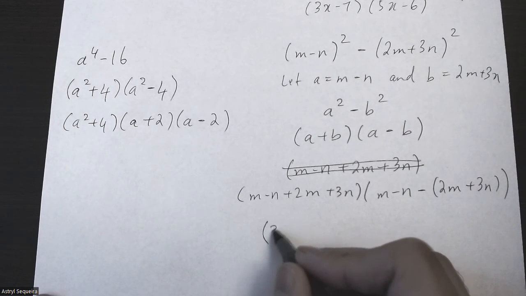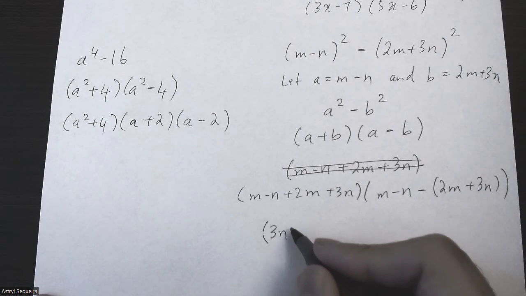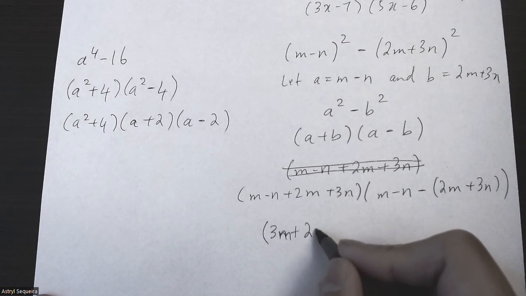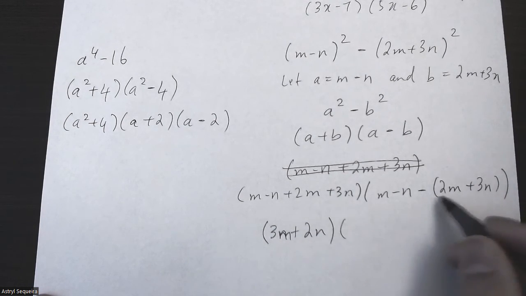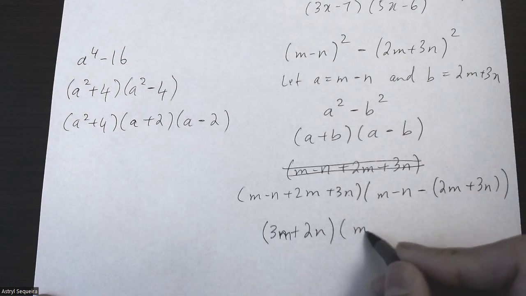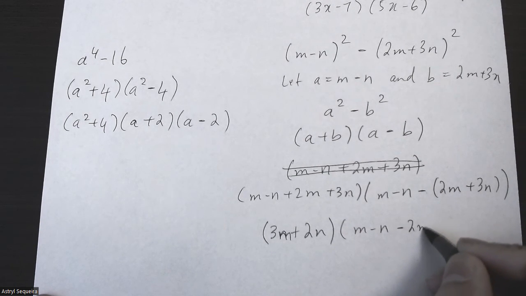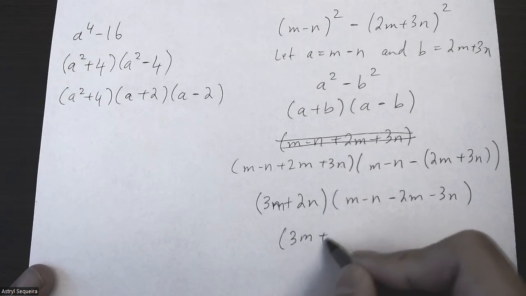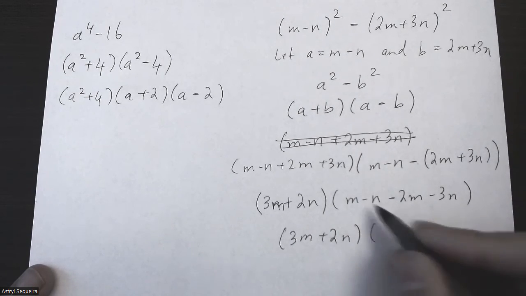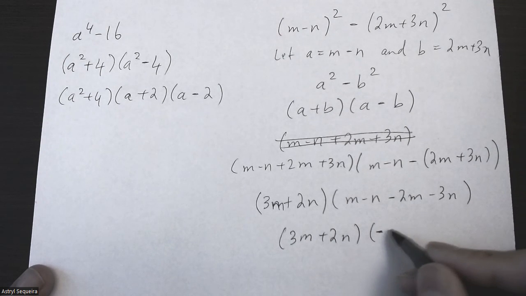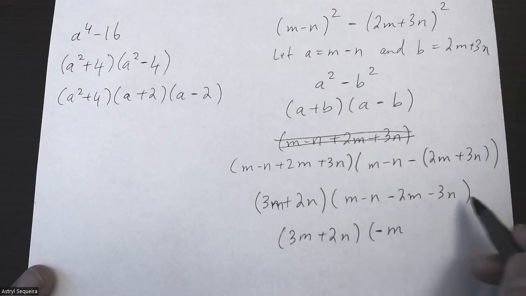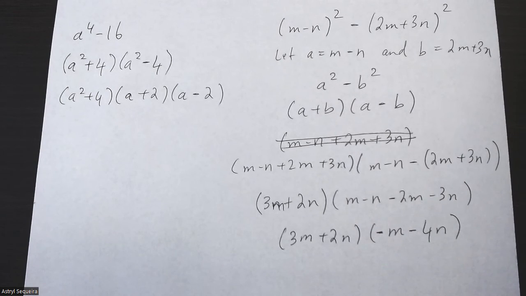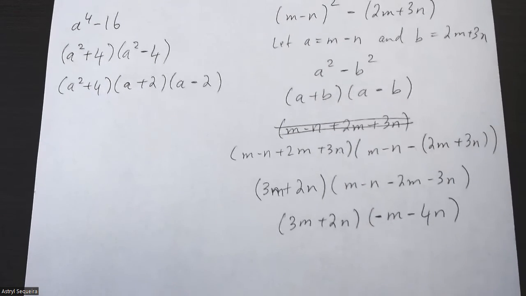So over here, I'll just combine like terms. m plus 2m is just 3m, and negative n plus 3n is plus 2n. So 3m plus 2n over here. Over here, I'll distribute this negative into the bracket, minus 2m minus 3n. And then I'll combine like terms in this second bracket. m minus 2m is just negative m, and negative n minus 3n is just negative 4n, and this is my final solution.